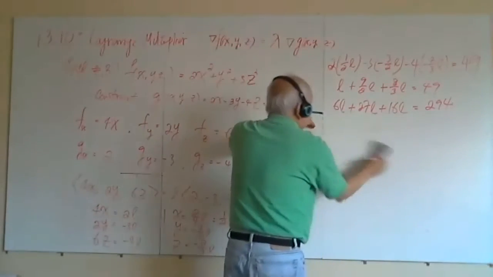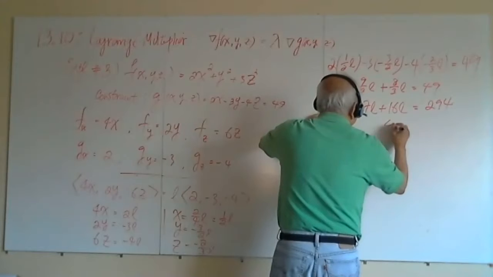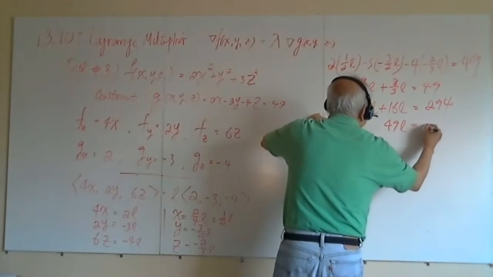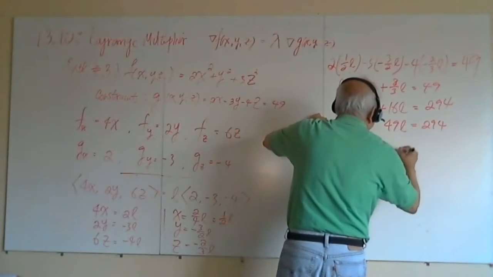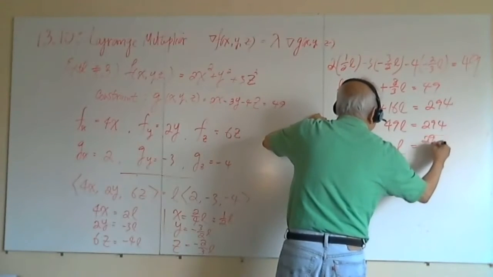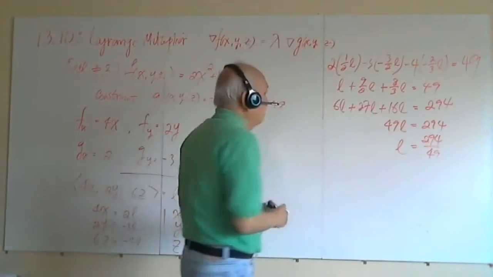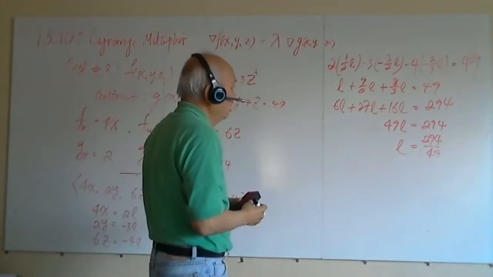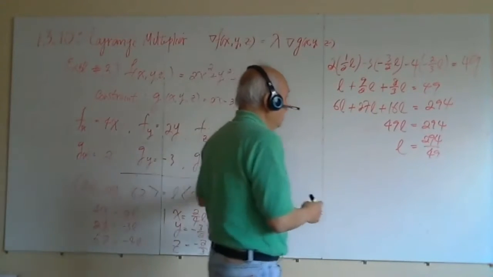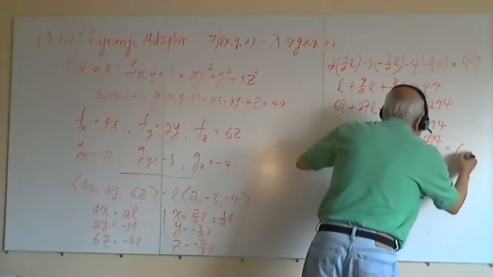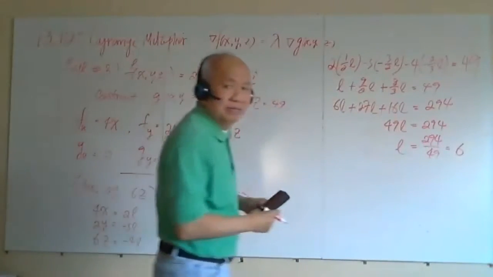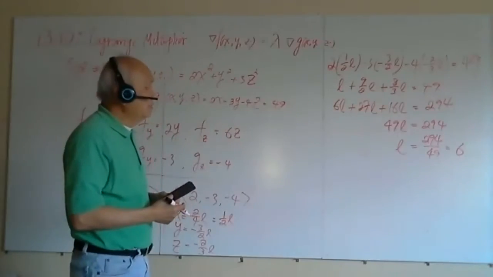Okay, I hope that I'm getting a good number. 49L equal to 294. So L equals 294 over 49. Do you think we can come up with a nice number on this one? It's 6. It's just 6. Wow, that's good. It's a good number, Sophia. 6, am I correct? Yeah.